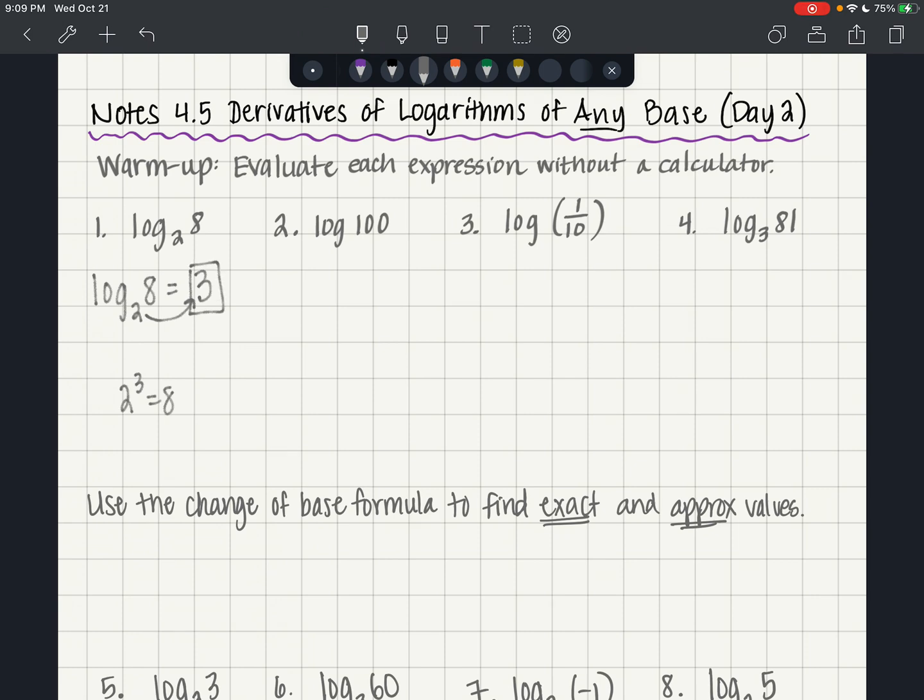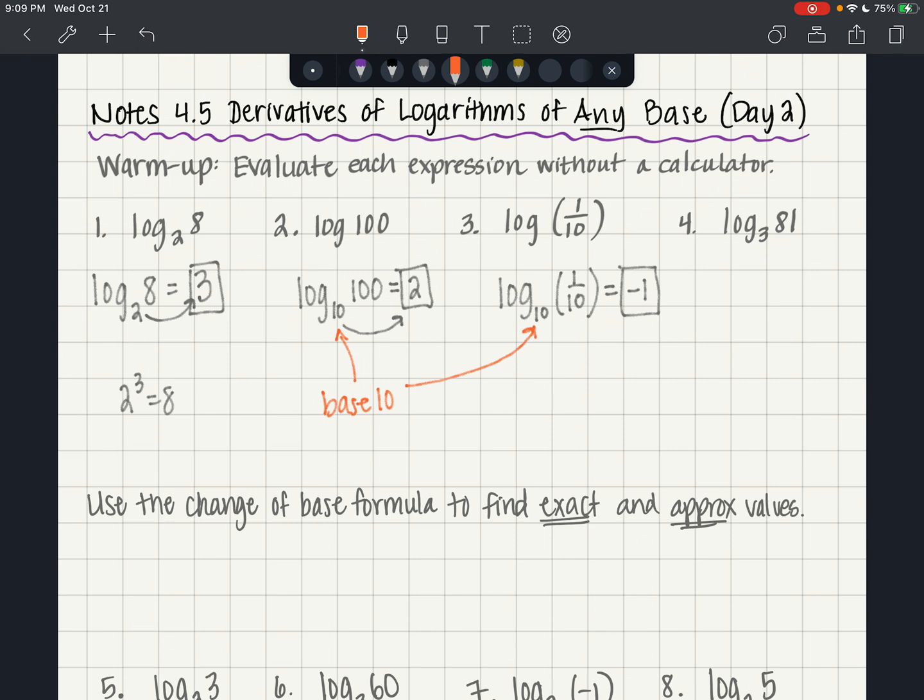What's log of 100? Well, when I don't write a base, that's the same thing as base 10. So log base 10 of 100 would equal 2, because 10 squared equals 100. And if I have the log of 1/10, what would that be? Well, 10 raised to what power is 1 over 10? That would be -1.